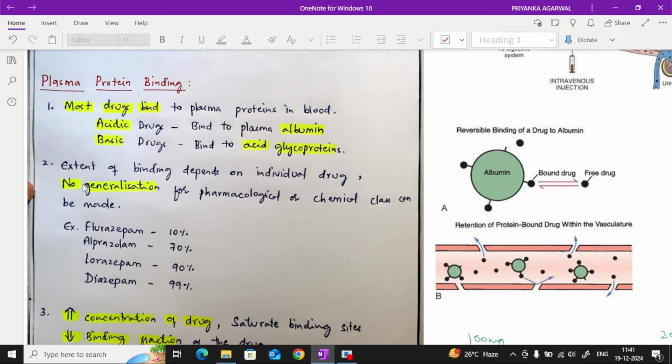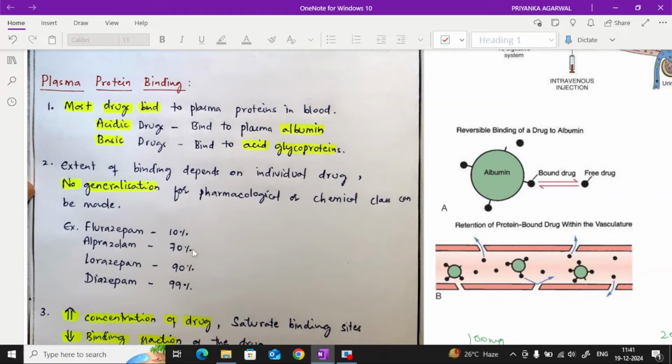Okay, so can we say that a particular class of drug, like the benzodiazepines, which are nothing but the sleeping pills, bind this much to the plasma proteins? Can we make generalizations like that? No. So the extent of binding depends on the individual drug. No generalization for pharmacological or chemical class can be made.